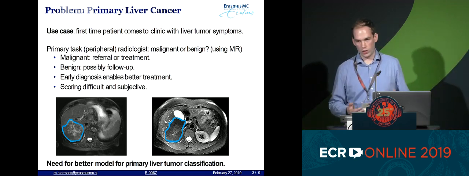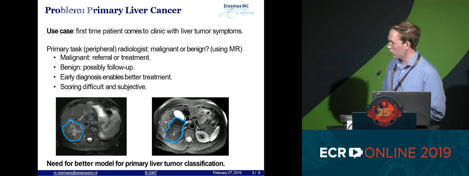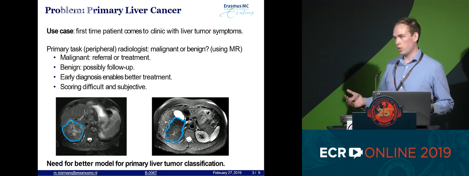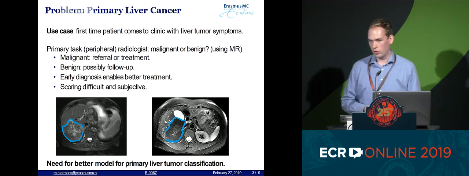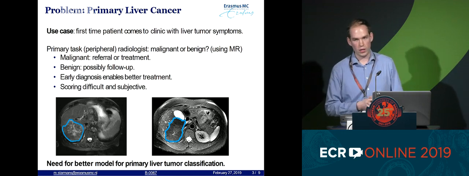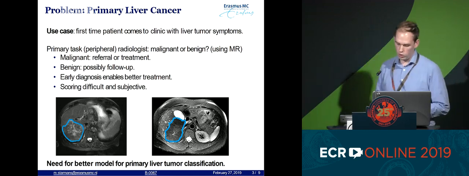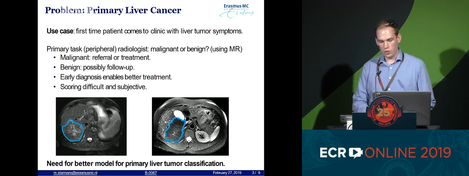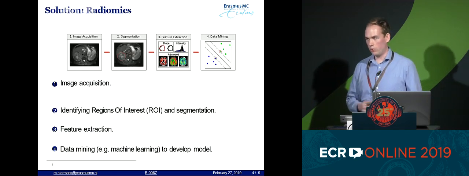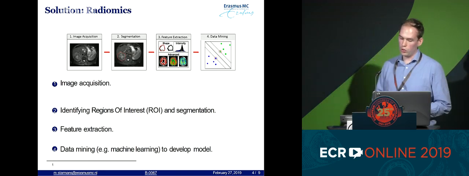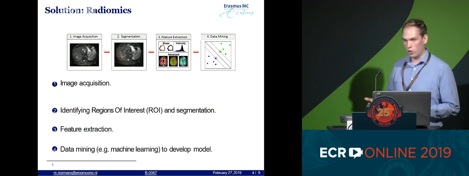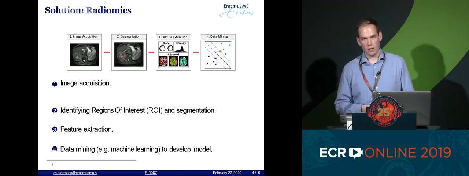This scoring is rather difficult, and thereby also subjective. If you ask a different person to score the tumor, you might get a different diagnosis. So there's a need for a better prediction model. The solution we're proposing here is to use radiomics. I'm sure most of you have heard of this term, but let me explain it in a nutshell.